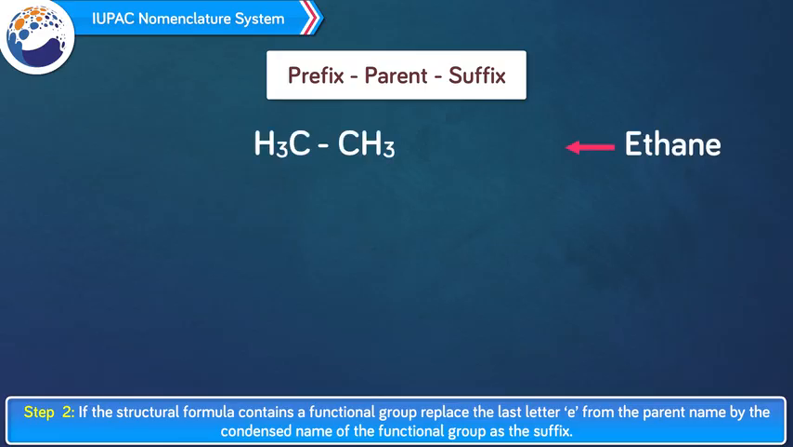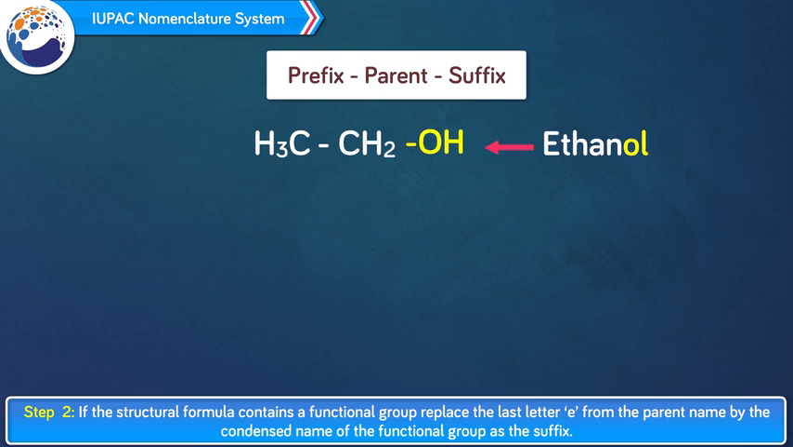Step 2. If the structural formula contains a functional group, replace the last letter e from the parent name by the condensed name of the functional group as the suffix. For example, in ethane, CH3-CH3, if we add an OH alcohol group, e will be replaced by ol and it will be called ethanol.